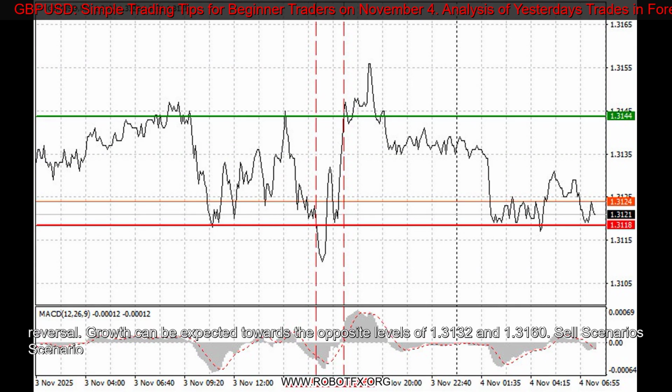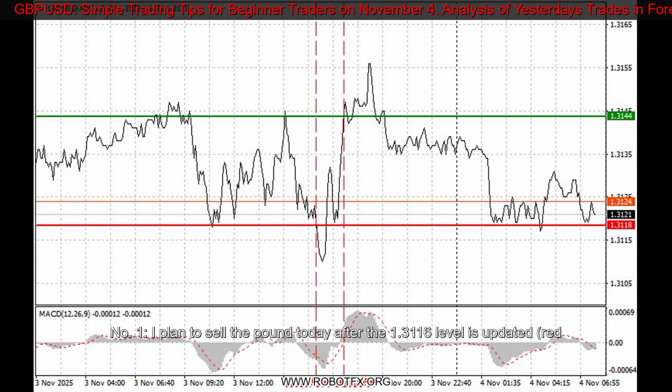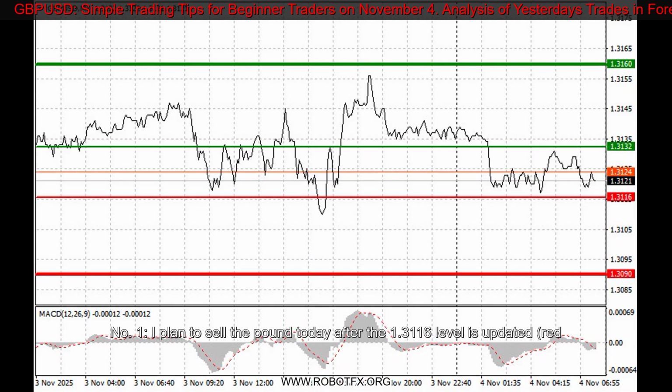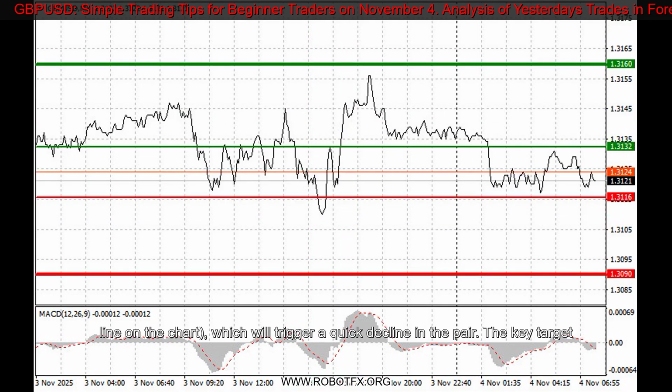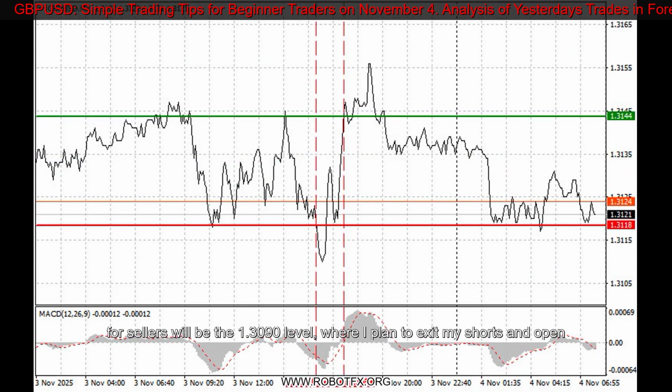Sell scenarios. Scenario number 1. I plan to sell the pound today after the 1.3116 level is updated, red line on the chart, which will trigger a quick decline in the pair. The key target for sellers will be the 1.3090 level, where I plan to exit my shorts and open immediate longs in the opposite direction, anticipating a move of 20-25 points back from this level. Pound sellers could return to the market at any moment.